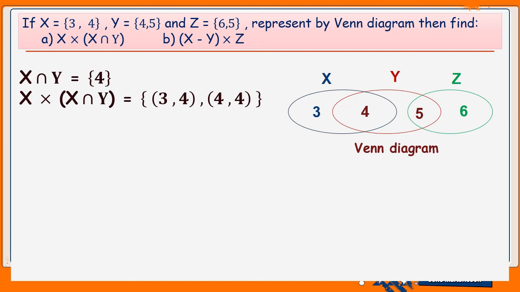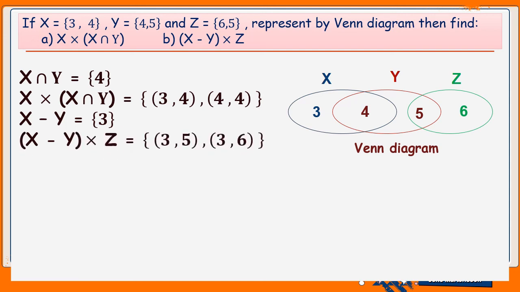Another example: x difference y, it will be 3. The set of 3 cross with 6, 5 of the set z. So the ordered pair will be the first projection 3, 3, 6 with 3, 5.